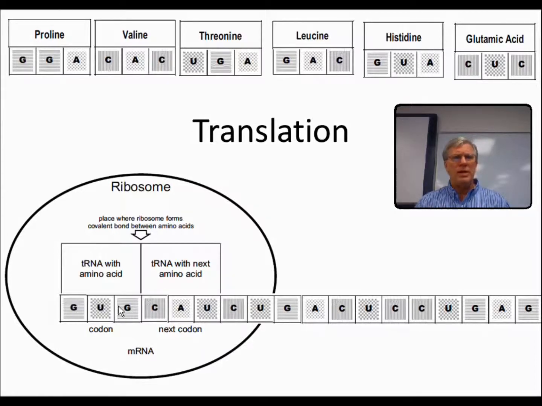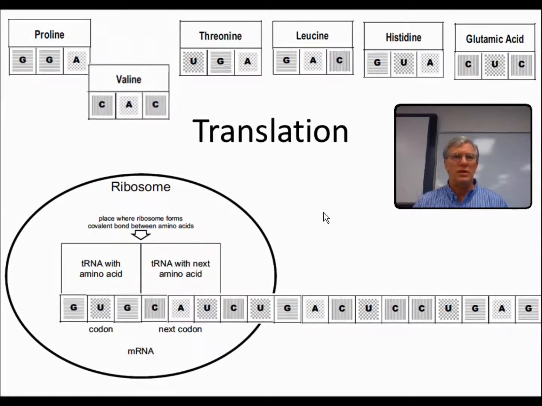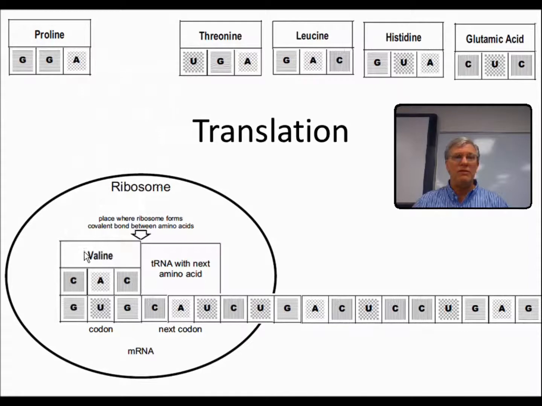So the complementary base sequence to GUG would be CAC. So CAC happens to be right here, and so CAC will be bringing valine down into the ribosome where the proteins are going to be built. Remember, proteins are built from amino acids.